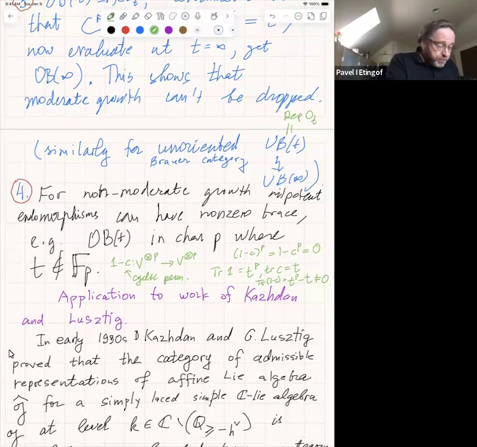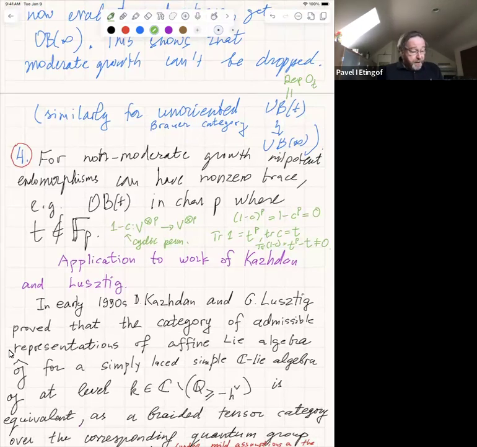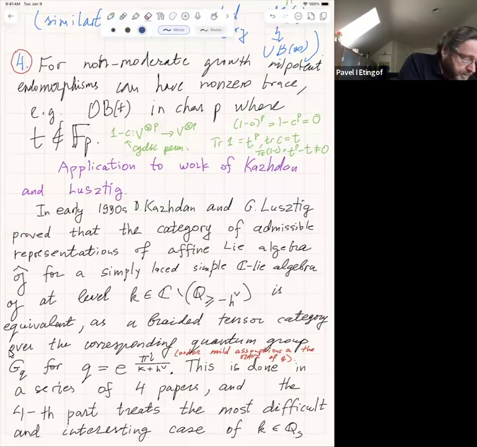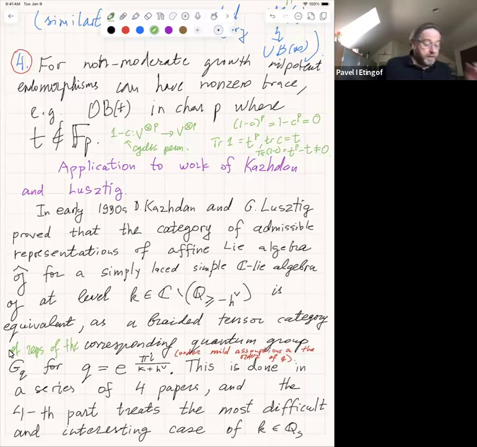And finally, I want to talk about applications to the work of Kazhdan and Lusztig. In the early 90s, Kazhdan and Lusztig proved that the category of admissible representations of an affine Lie algebra G-hat, for a simply laced simple complex Lie algebra G at level k, which is not a rational number less than minus the dual Coxeter number, and not a rational number bigger than minus the dual Coxeter number, is equivalent, as a braided tensor category, to the category of representations of the corresponding quantum group G_q, where q is the root of unity e^{πi/(k+h^∨)}.